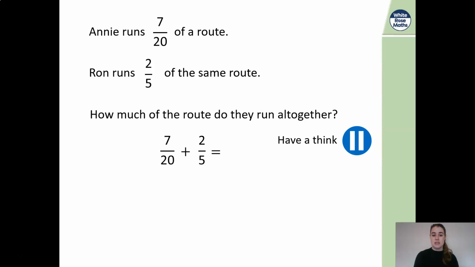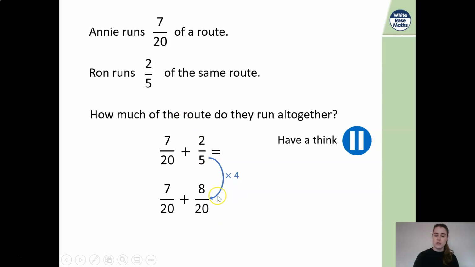Okay, well, I can see my denominators are different, so I'm going to have to match my denominators. I need to find the lowest common multiple, so a multiple that appears in the 20 times table and the 5 times table. Well, I know it's going to be 20. So how do we get from 5 to 20? I've got to multiply it by 4. Whatever I do to the bottom, I also do to the top.